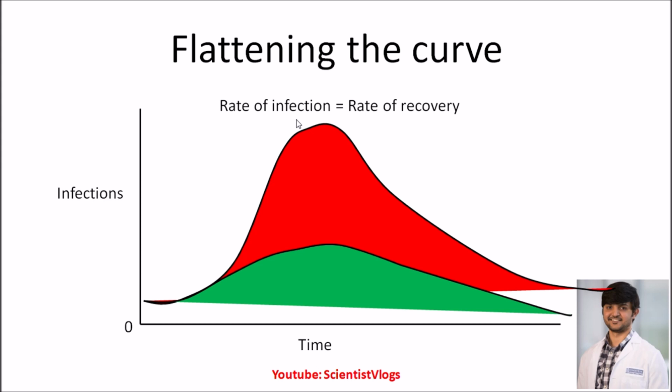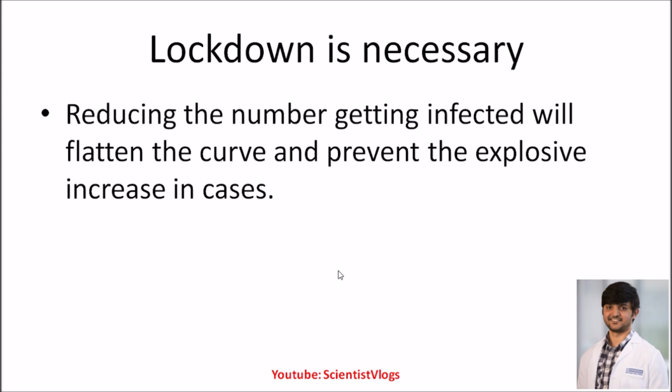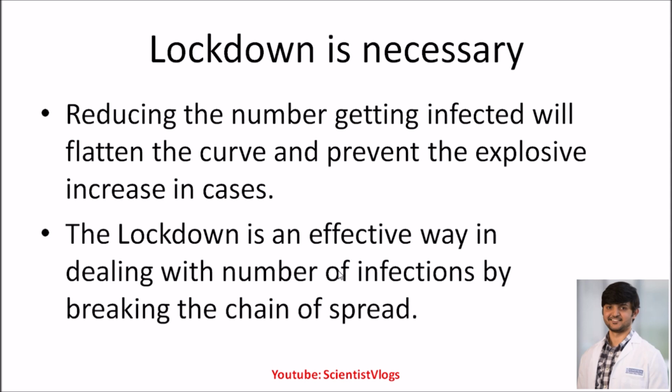faster. As an example, Italy had this kind of a curve where they did not impose restrictions on people's movement or on other things. Whereas South Korea is a very good example of this kind of flattening of the curve, where they went aggressive, locked down certain areas or certain people, and were able to have this kind of curve. Again, reiterating, lockdown is necessary to reduce the number of people getting infected, which will allow us to reach the curve flattening faster, and is an effective way of dealing with the number of infections.